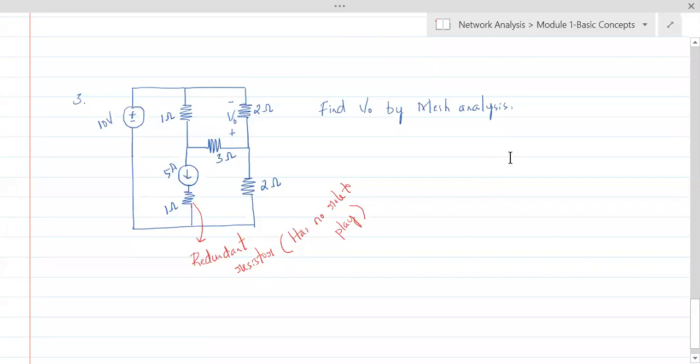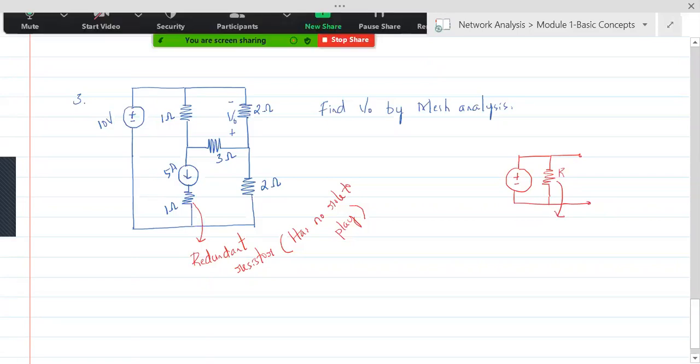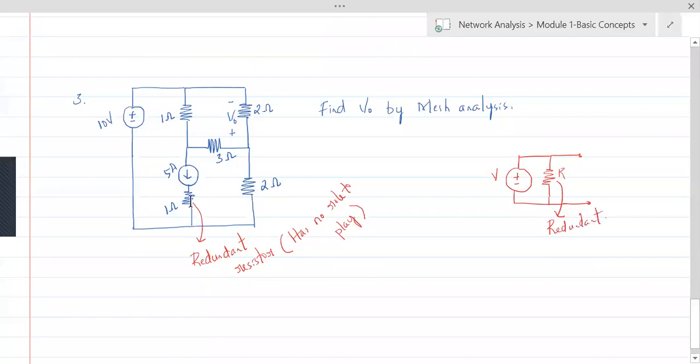Similarly, just for the example, if you have a voltage source in parallel with a resistor, then the resistor is redundant. A resistor in parallel with the voltage source is a redundant resistor. Similarly, a resistor in series with the current source is redundant.